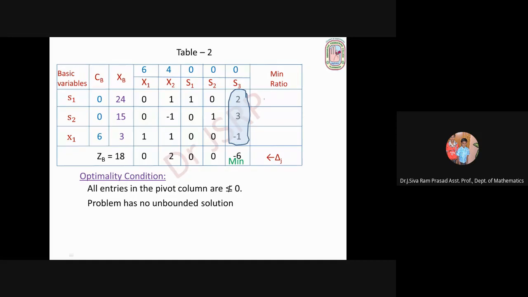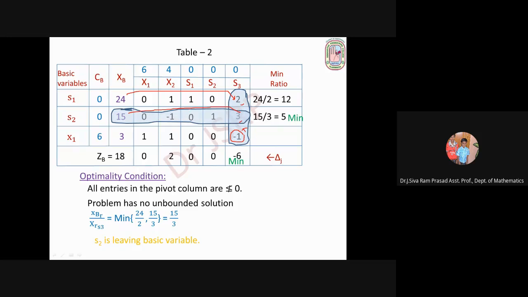Next, find the minimum ratio test. This is a positive value and this is a positive value, so consider the ratio corresponding with the solution. This is 24 by 2, that is 12. This is also a positive value, so 15 by 3, that is 5. This one is negative, so we need not consider this value. So we have only these two ratios. The minimum is 5.